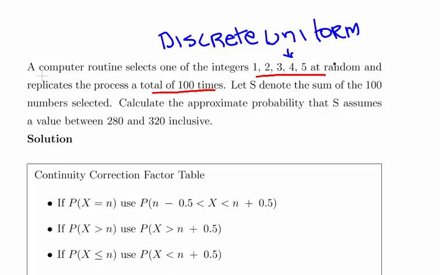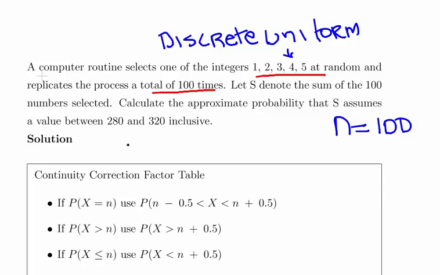Let S denote the sum of the numbers selected. So just a quick remark on that: N is equal to 100. And calculate an approximate probability that S assumes a value between 280 and 320.